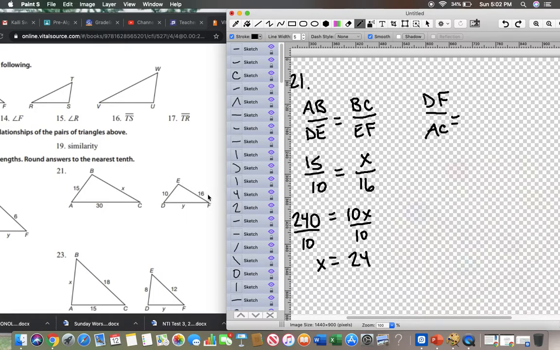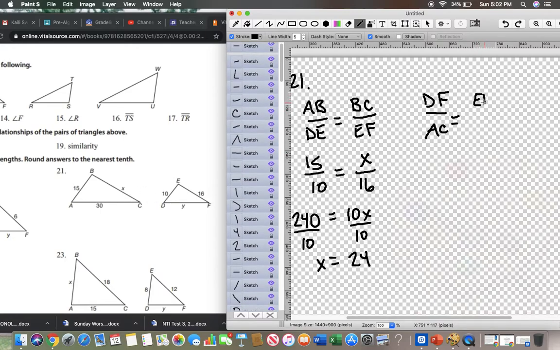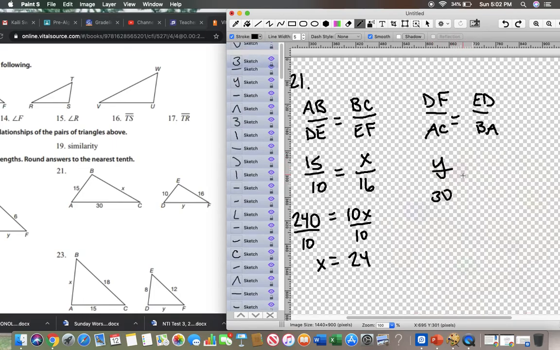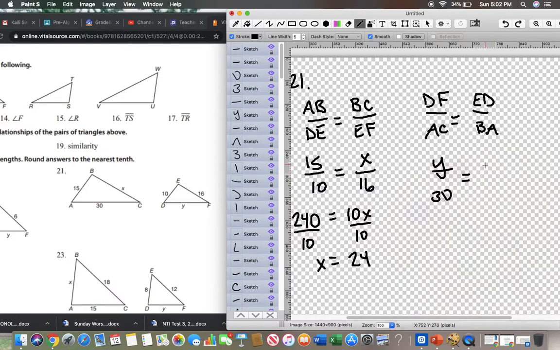So for our next proportion, we've got to start with our little triangle. It doesn't matter which one you use. You can use 16 over, this is 24 now, or you can use 10 over 15. Let's use the smaller one, ED over BA. And let's plug in our values. These are proportionate, so they're equal to one another. DF is y, AC is 30, is equal to ED is 10, and BA is 15.